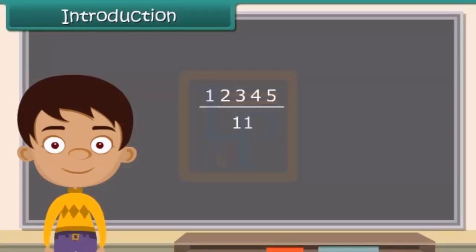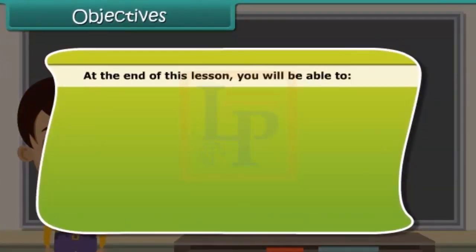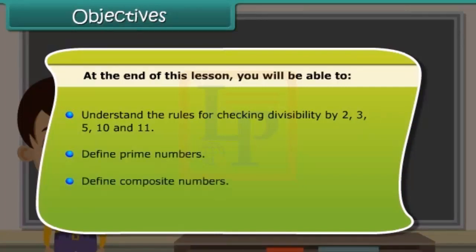In this lesson, you will learn the divisibility rules and factorization of numbers. Objectives. At the end of this lesson, you'll be able to understand the rules for checking divisibility by 2, 3, 5, 10 and 11. Define prime numbers, define composite numbers, understand prime factorization.